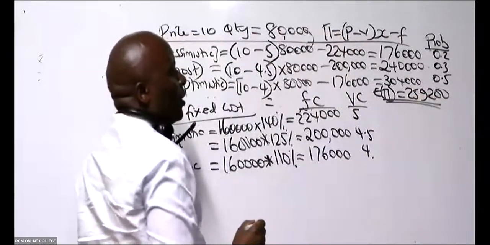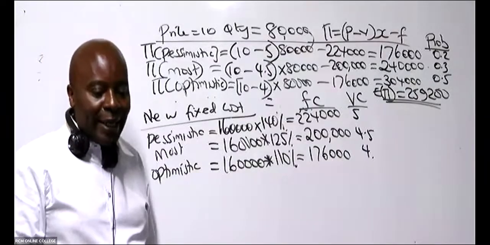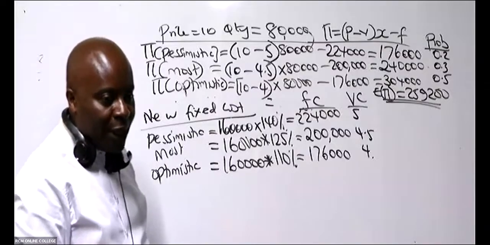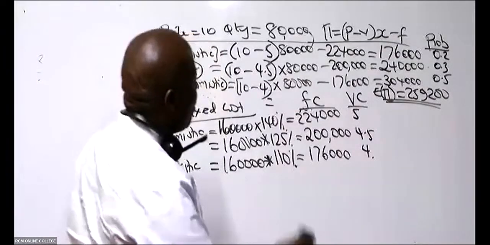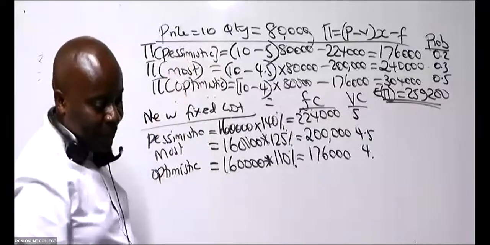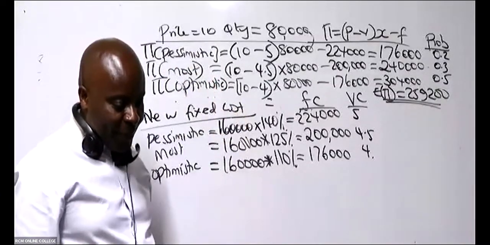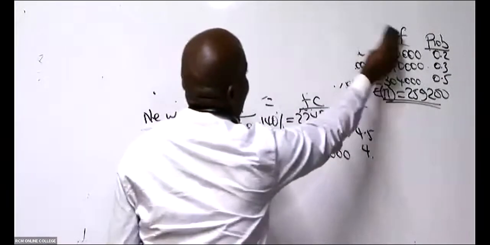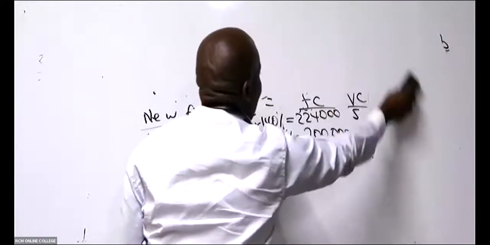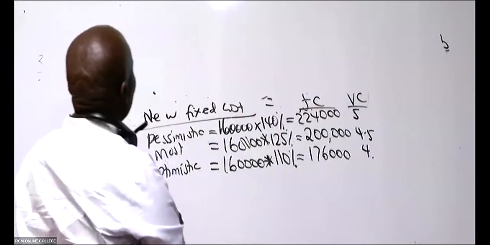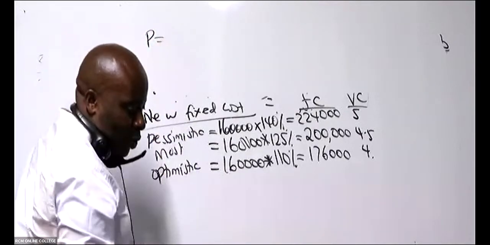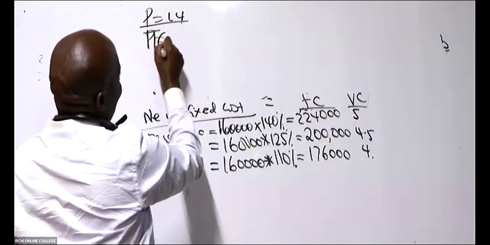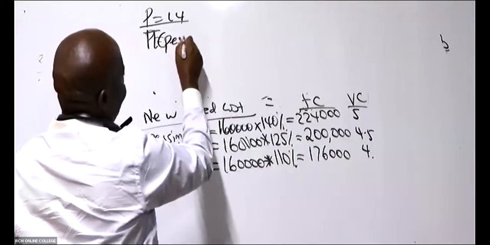With your permission, I will tackle the next price in the question. The next price given in the question is 14 Kenya shillings. So now we are looking for the profit when we charge a price of 14. Go ahead and give me profit under pessimism.